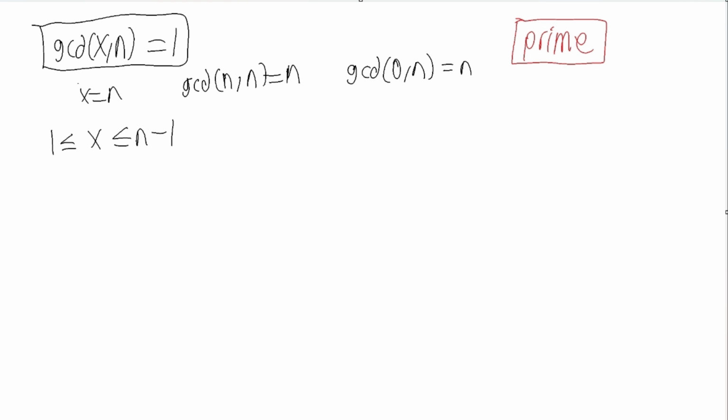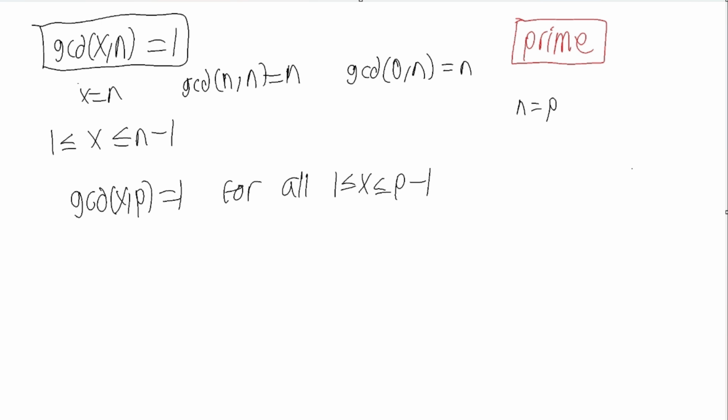But for now, what we need to know is that when n is a prime p, so let's go ahead and let n equal p for now, then we have GCD(x, p) = 1 for all x in this range 1 to p−1. And the GCD is only ever greater than 1 when x is divisible by p. And this makes working with integers modulo a prime p incredibly convenient.